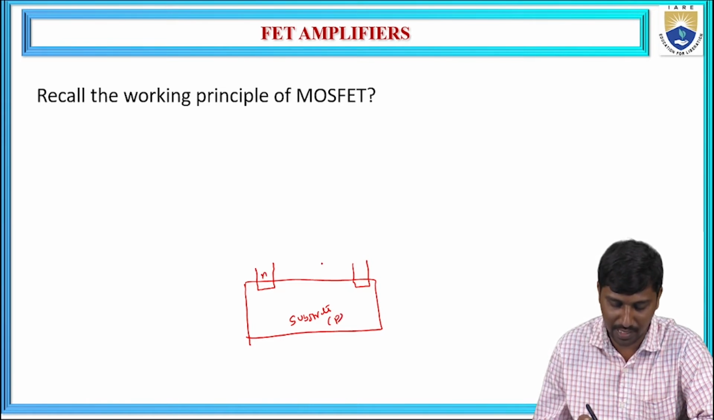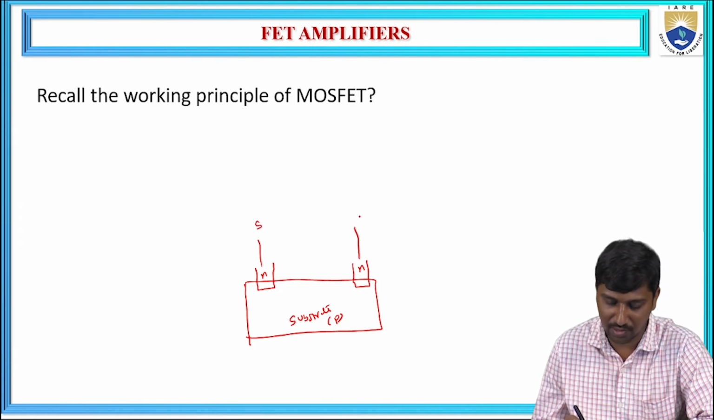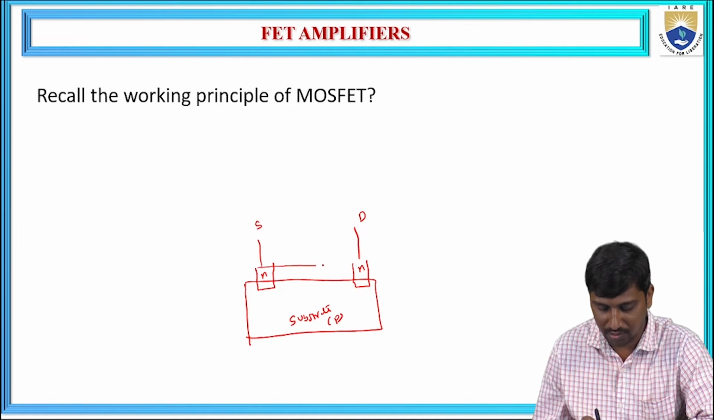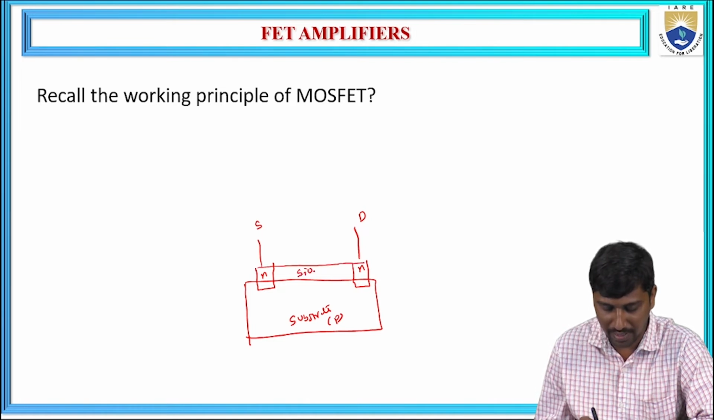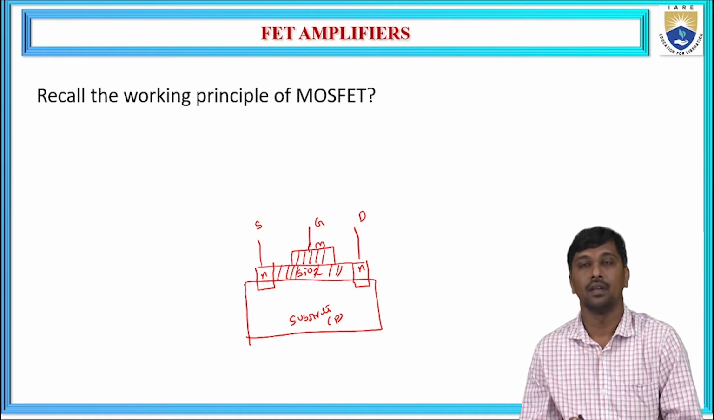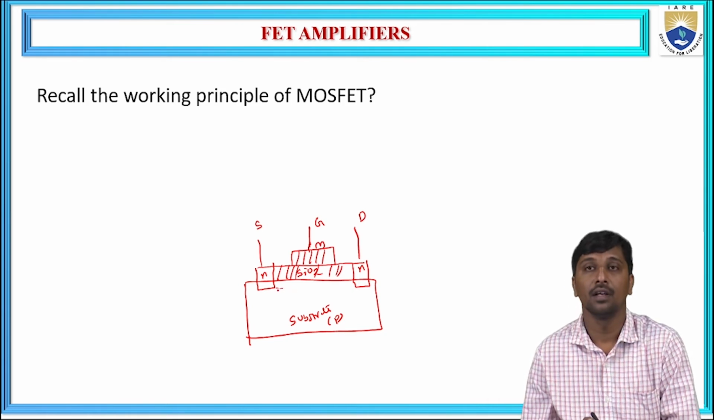Then let us take these as N wells. One well is called the source, and one well is called the drain. Next we are diffusing the oxide, that is silicon dioxide, an insulating medium. After that we place some metal. This metal is conducting, and for this we apply a terminal called the gate. Now, this is the channel.